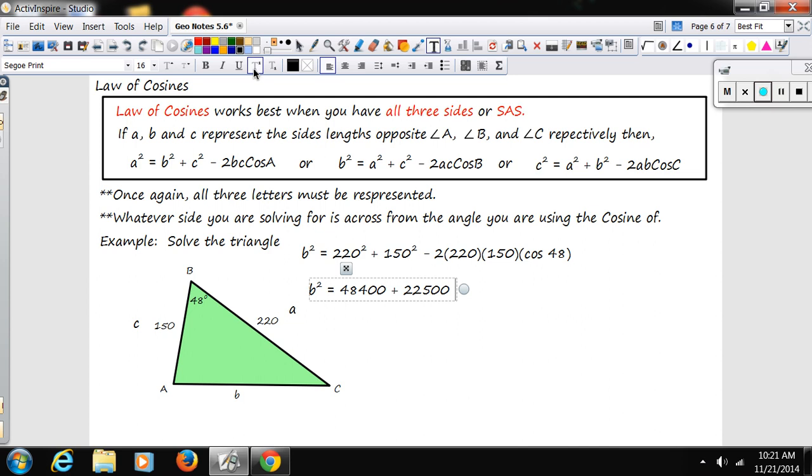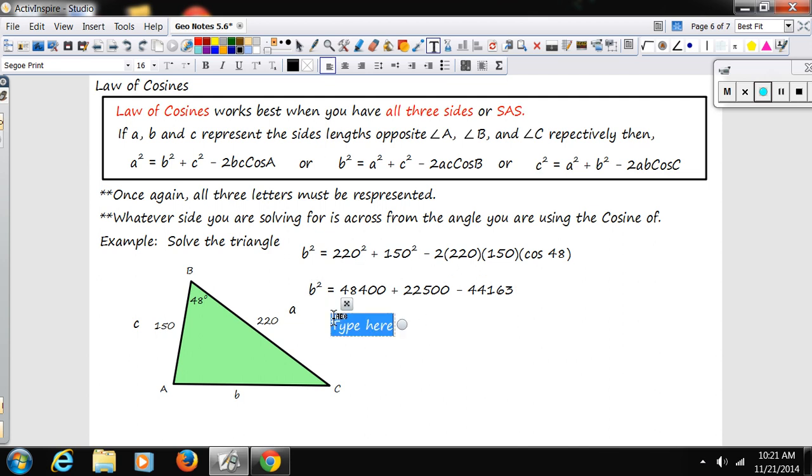Because the cosine, if it's an obtuse angle, the cosine's a negative. And a negative times a negative would end up being a plus here. So you've got to make sure you be careful to put in the negative too. In this case, though, I got a minus 44,163.